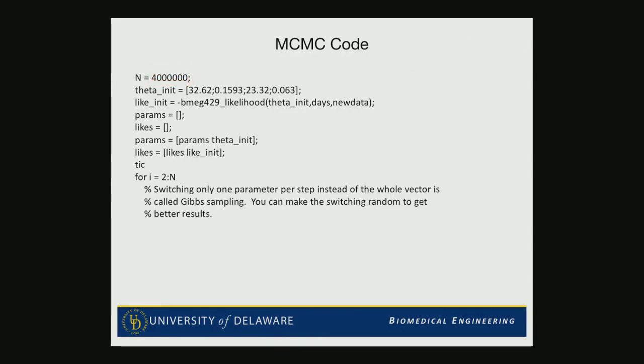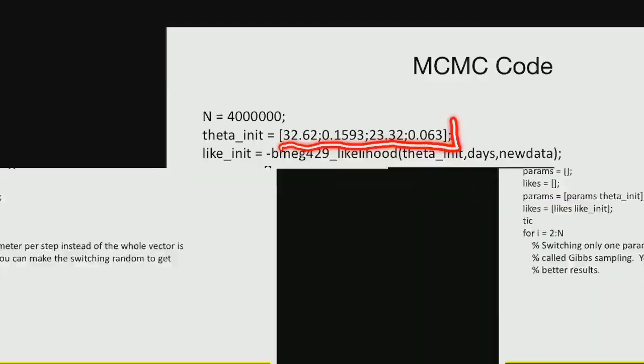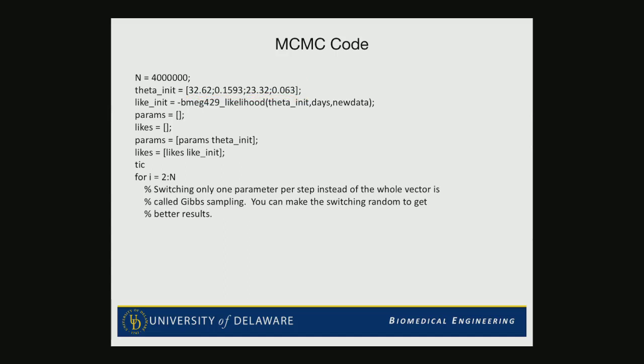For the theta init, these are the maximum likelihood values for the 4 parameters, so we plug those in as our initial guesses. Incidentally, that's saying that the best fit had 32 infected people at day 0 as its best guess, and that the initial growth rate is 0.16 per day, and it drops to 0.06 per day at the end. And it switched at day 23.3.